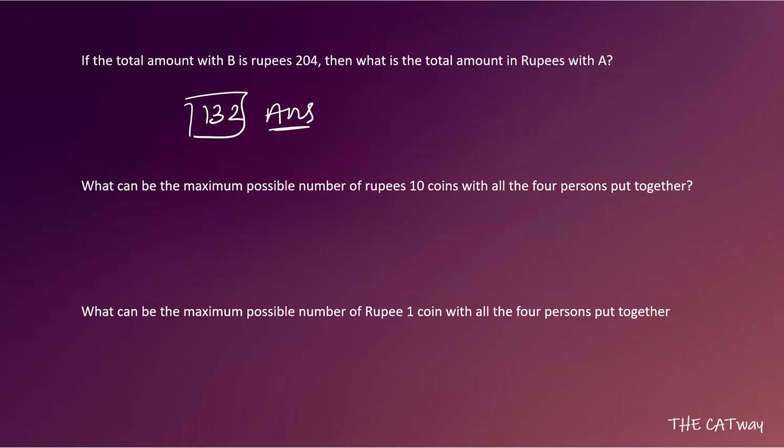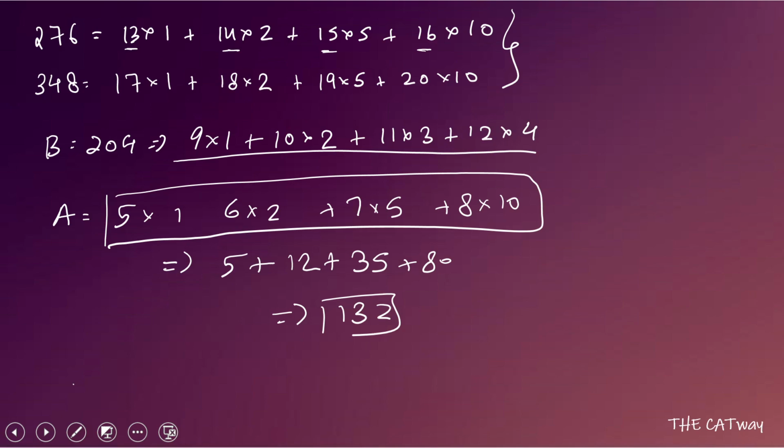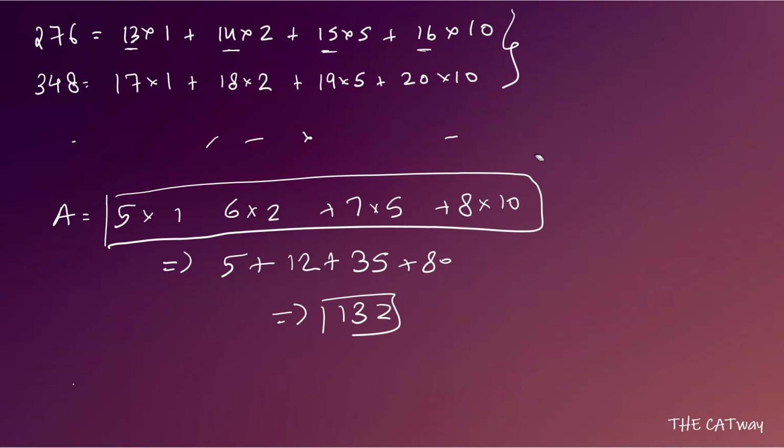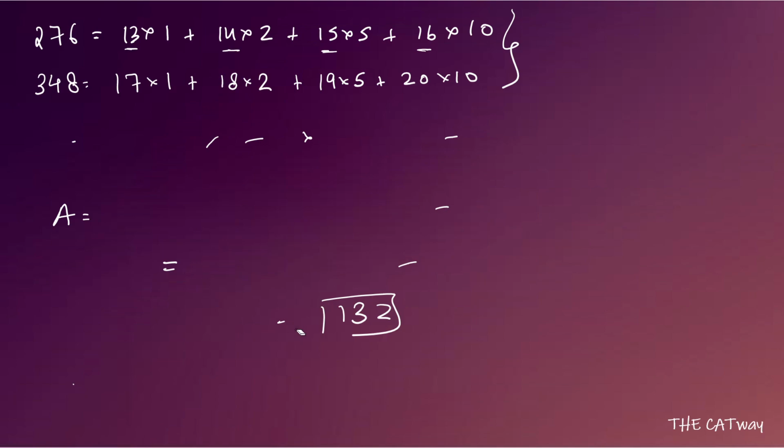Let's move towards the second question. What can be the maximum possible number of rupee 10 coins with all the four persons put together? Okay, so let's remove this additional data which was given for question 1.